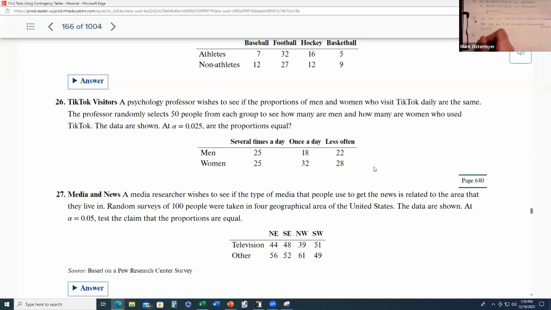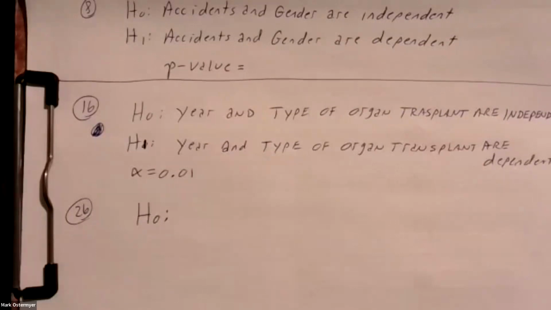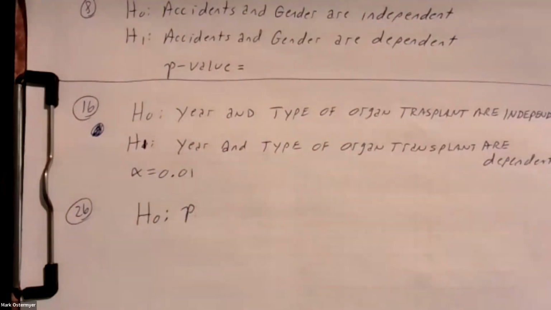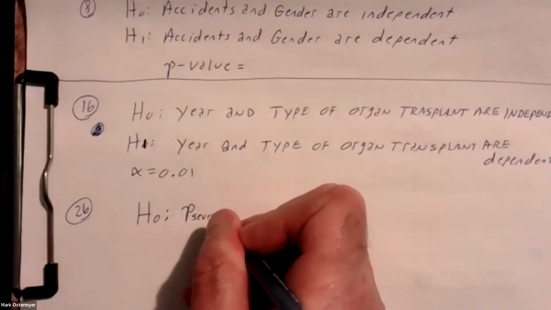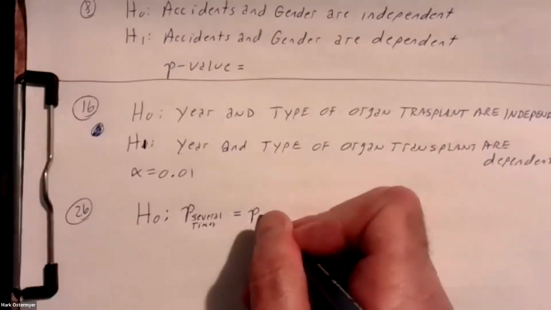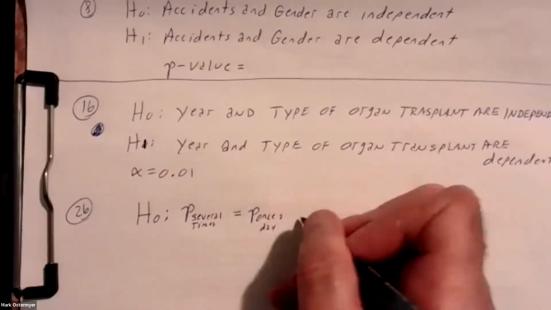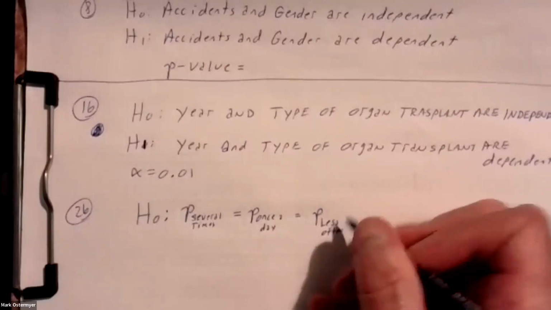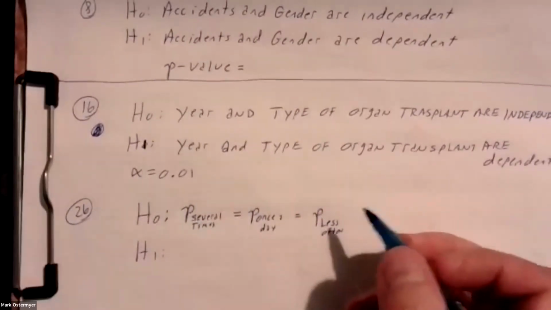Well, for number 26, we're testing again to see if the proportion of men and women are the same for each of these three categories: visiting TikTok several times a day, once a day, or less often. And so the hypotheses we'll be testing say that the proportion of men and women who visit several times a day is equal to the proportion of men and women who visit TikTok once a day, is equal to the proportion of men and women who visit TikTok less often, as opposed to the alternative hypothesis, which says that not all of these proportions are equivalent.